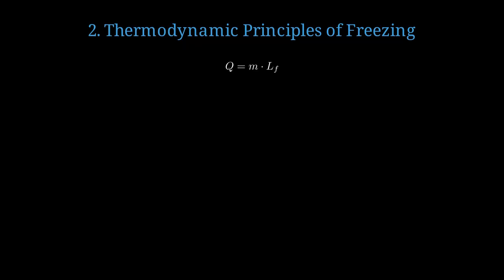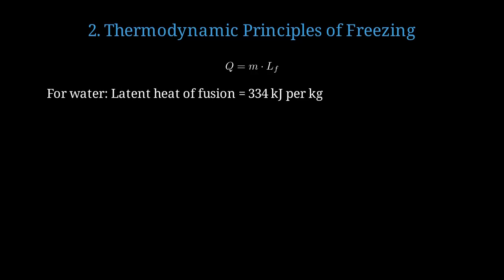The energy required for phase transition is given by Q equals mass times the latent heat of fusion. For water, the latent heat of fusion is approximately 334 kilojoules per kilogram, representing the energy needed to convert ice to water at 0 degrees Celsius. That's 334 kilojoules per kilogram, or 334,000 joules per kilogram. This graph shows a typical temperature profile during fish freezing. Notice the plateau at the freezing point where latent heat is being removed.